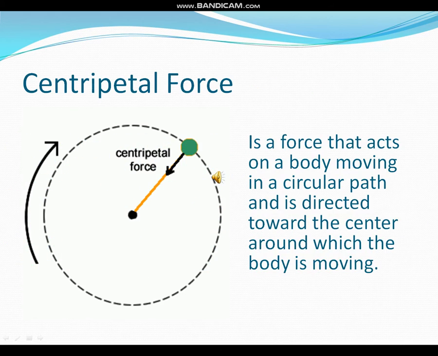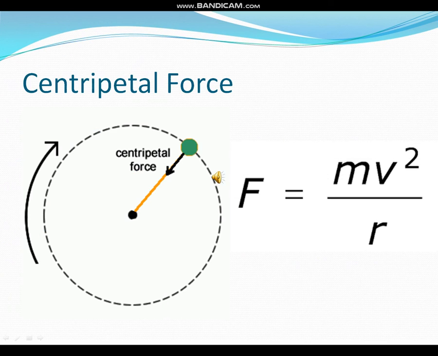And finally, we will get the centripetal force, where it is a force that acts on a body moving in a circular path and is directed towards the center around which the body moves. Its formula is mass times velocity raised to 2, divided by radius.